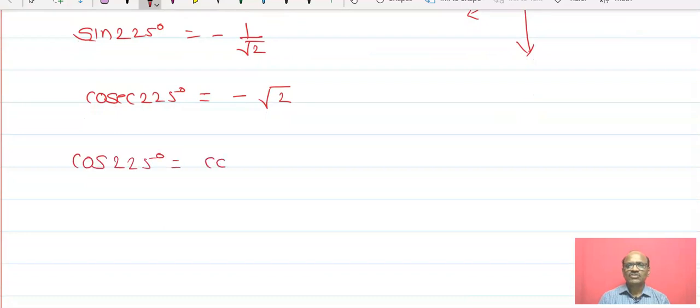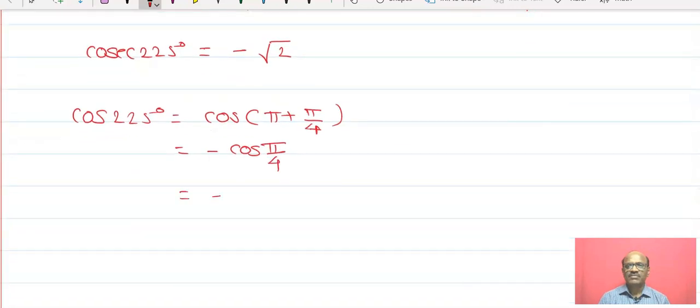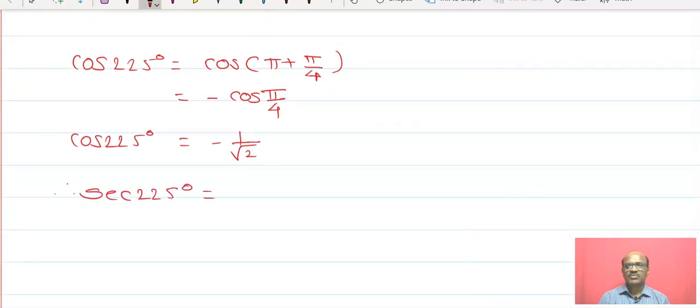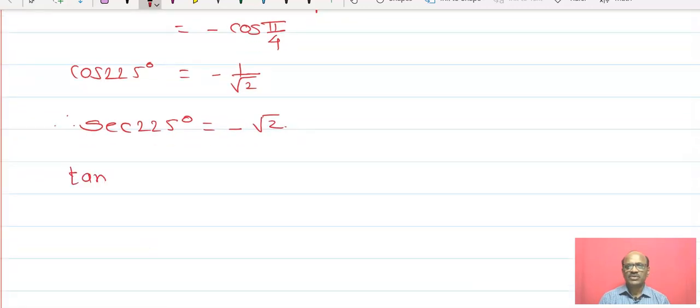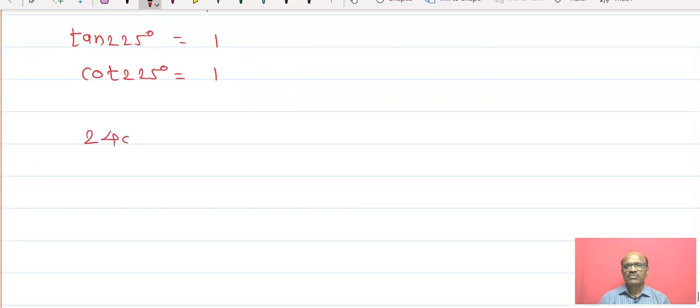Next is cos of 225. That is pi plus pi by 4, and it is minus cos of pi by 4, that is minus 1 upon root 2, that is for 225. And next is sec of 225, it's a reciprocal, that is minus root 2. Tan of 225 is equal to tan of pi plus, that is 180 plus 45, that is minus tan of 45. It will not be minus because it is in the third quadrant, tan is positive, therefore it is a plus tan of 45, and tan 45 is 1, and therefore cot of 225 is also 1.